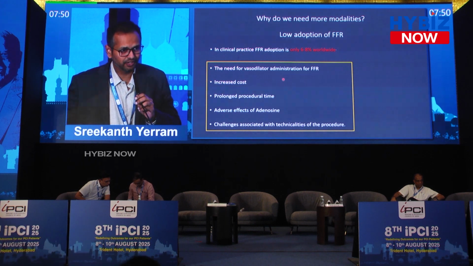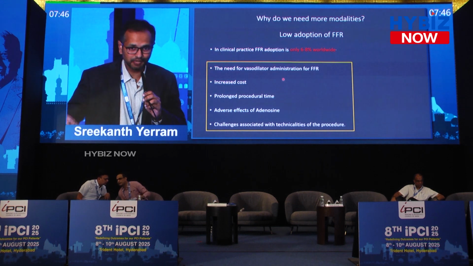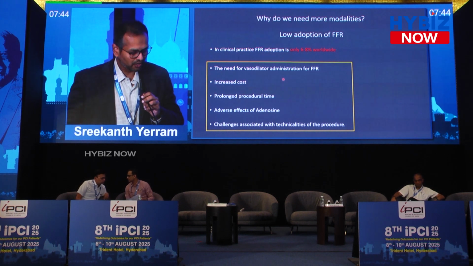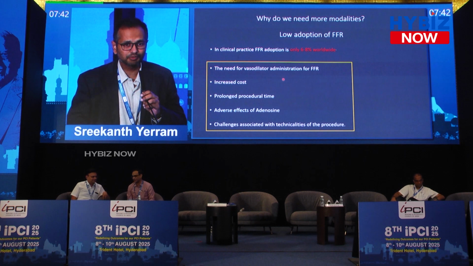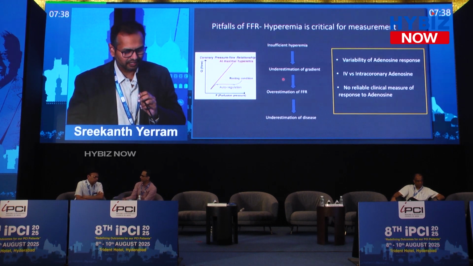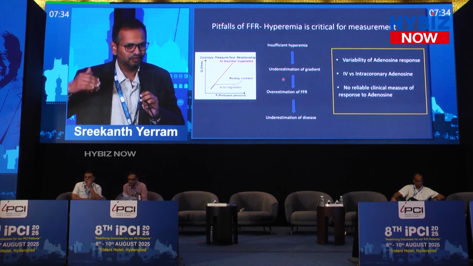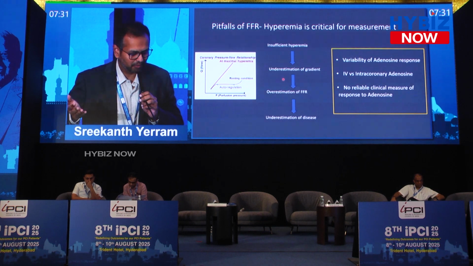Adenosine, we need to give adenosine, and there are side effects of adenosine. It increases the procedure duration time. It may be expensive. IV adenosine is expensive. So these are all reasons why we don't do as much FFR as we want. And in addition to that, if we don't give sufficient hyperemia, your FFR is going to overestimate the lesion. So basically you will get a false high FFR if you don't create sufficient hyperemia.